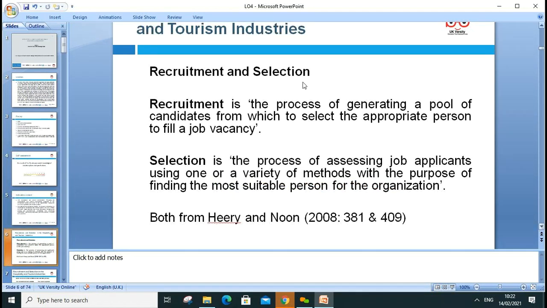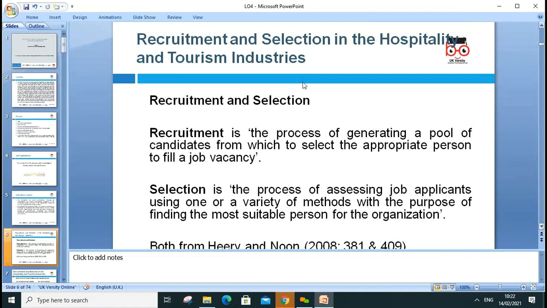Okay, good. It's always good, when we start an activity and when we finish, to reflect on what we really learned. Okay, next, we're focusing on recruitment and selection in the hospitality and tourism industry. It can be applied in any other industry as well.